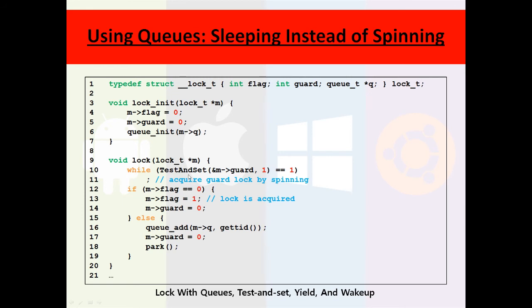If you remember test and set, it would basically take in a pointer to some integer variable. It would update that pointer with this new variable, and it would return the old variable. So if this variable was 0, it would return 0 here, and it would update this guard variable to be 1 based on this condition here. So just the same as the test and set before.